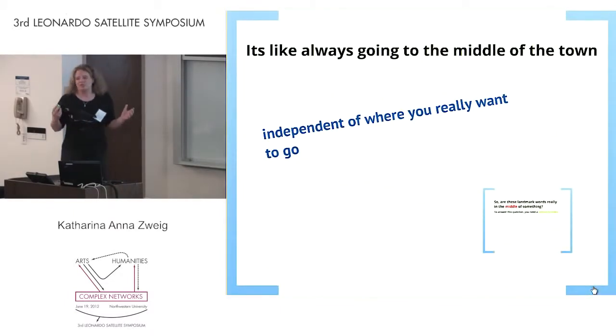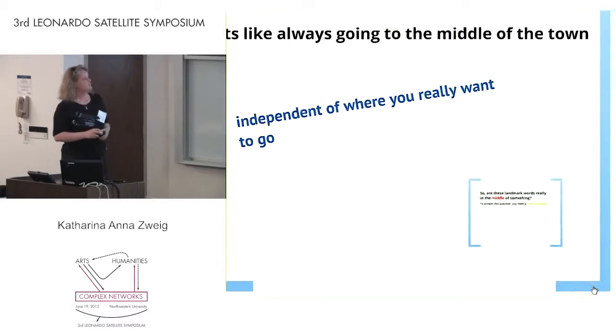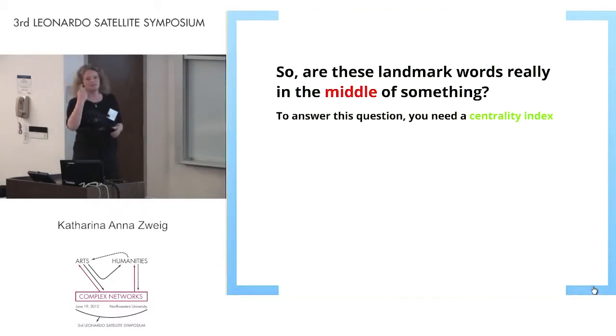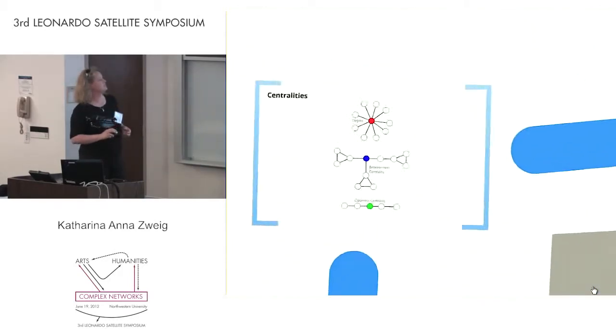So it's like always going into the middle of the town, no matter where you want to go, and then try to find some bus going out again. And the question is, if this is really the right analogy, are these landmark words really in the middle of something? Can we quantify that being in the middle?